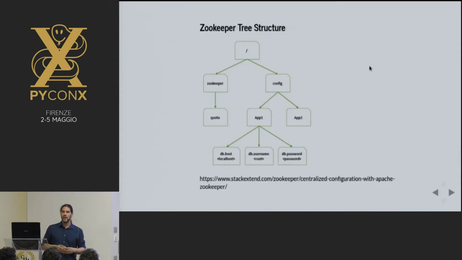Zookeeper likes to run in a Unix tree-like structure. So you kind of think of it like a key value storage. You go down the path of what you're trying to find, and you get it.